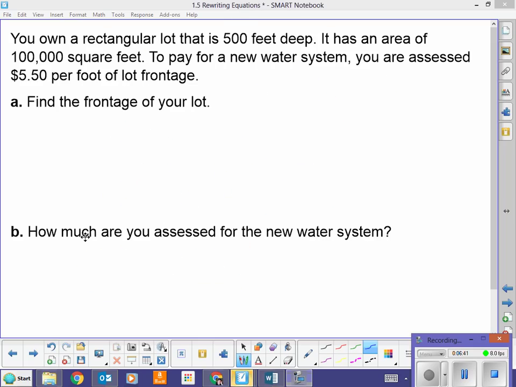Okay, let's see. Another example here. You own a rectangular lot that is 500 feet deep. It has an area of 100,000 square feet. To pay for a new water system, you are assessed $5.50 per foot of lot frontage. Find the frontage of your lot. Okay.